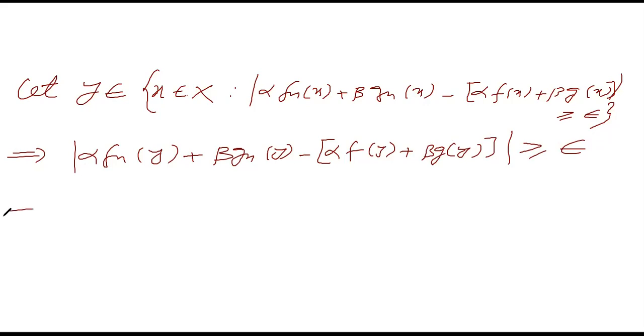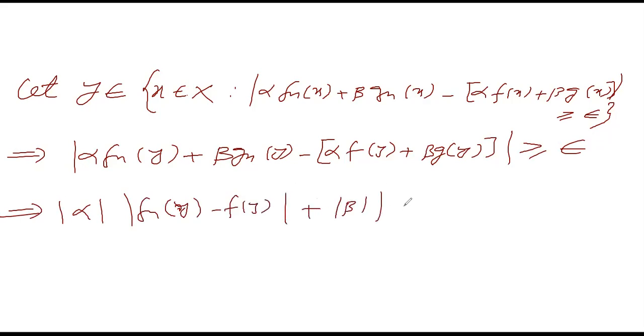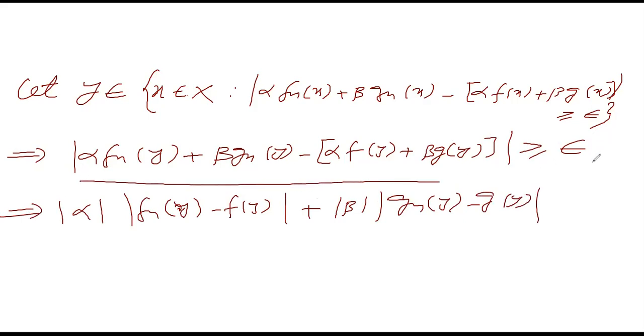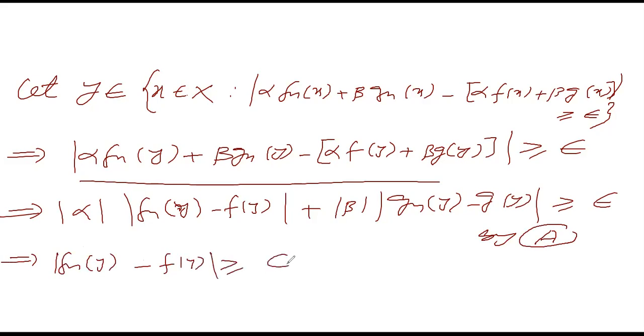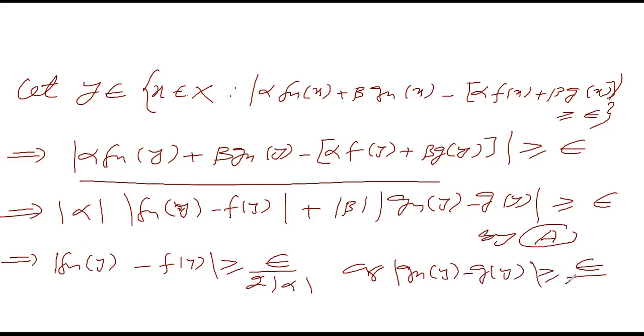But this is less or equal to mod of alpha times mod of f_n y minus f of y plus mod of beta times mod of g_n y minus g of y, by triangle inequality A, but this is greater or equal to epsilon. So I will write this as greater or equal to epsilon. Now, from this, you can conclude that mod of f_n y minus f y is greater or equal to epsilon divided by twice mod of alpha, or mod of g_n y minus g of y is greater or equal to epsilon divided by twice mod of beta.